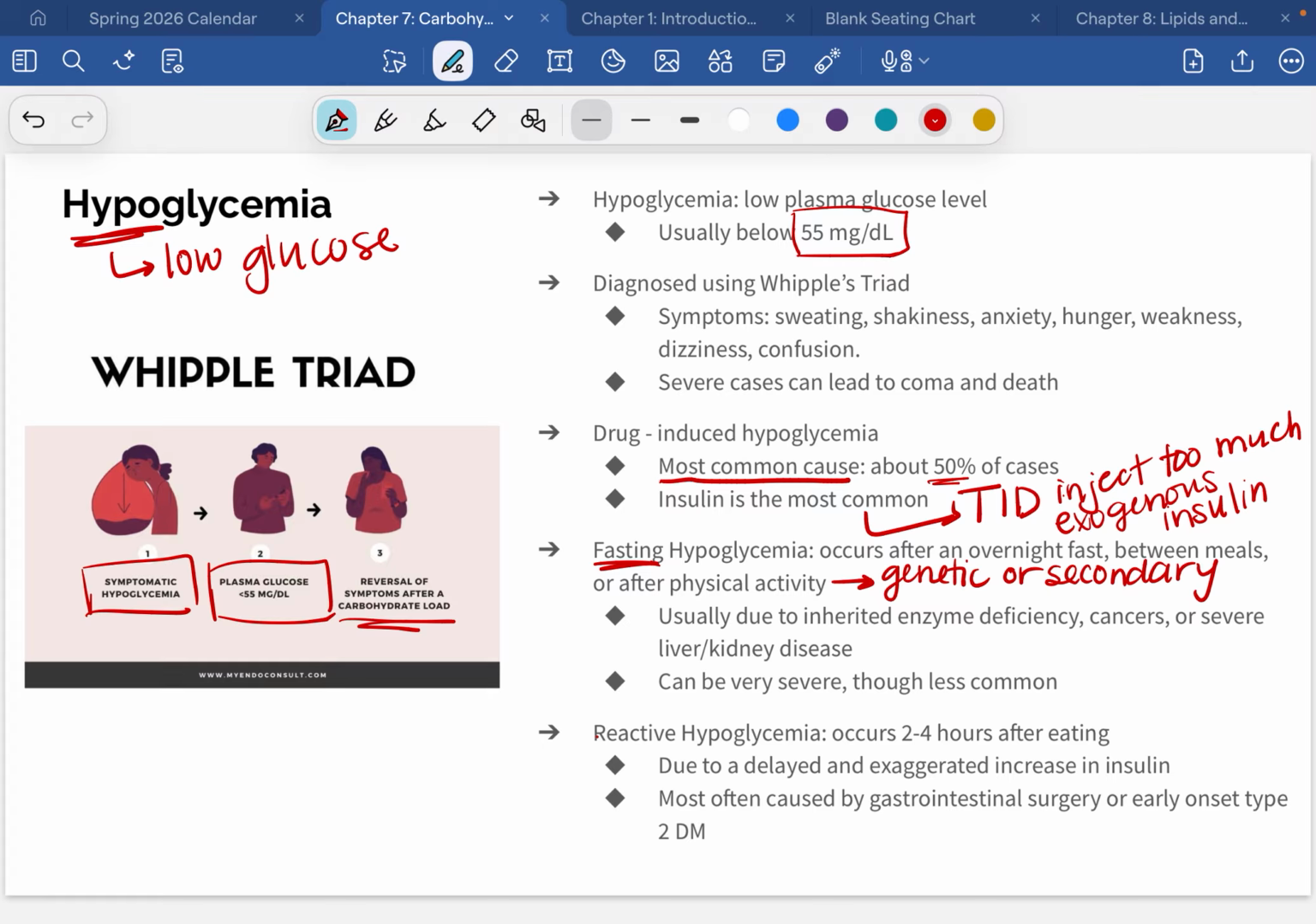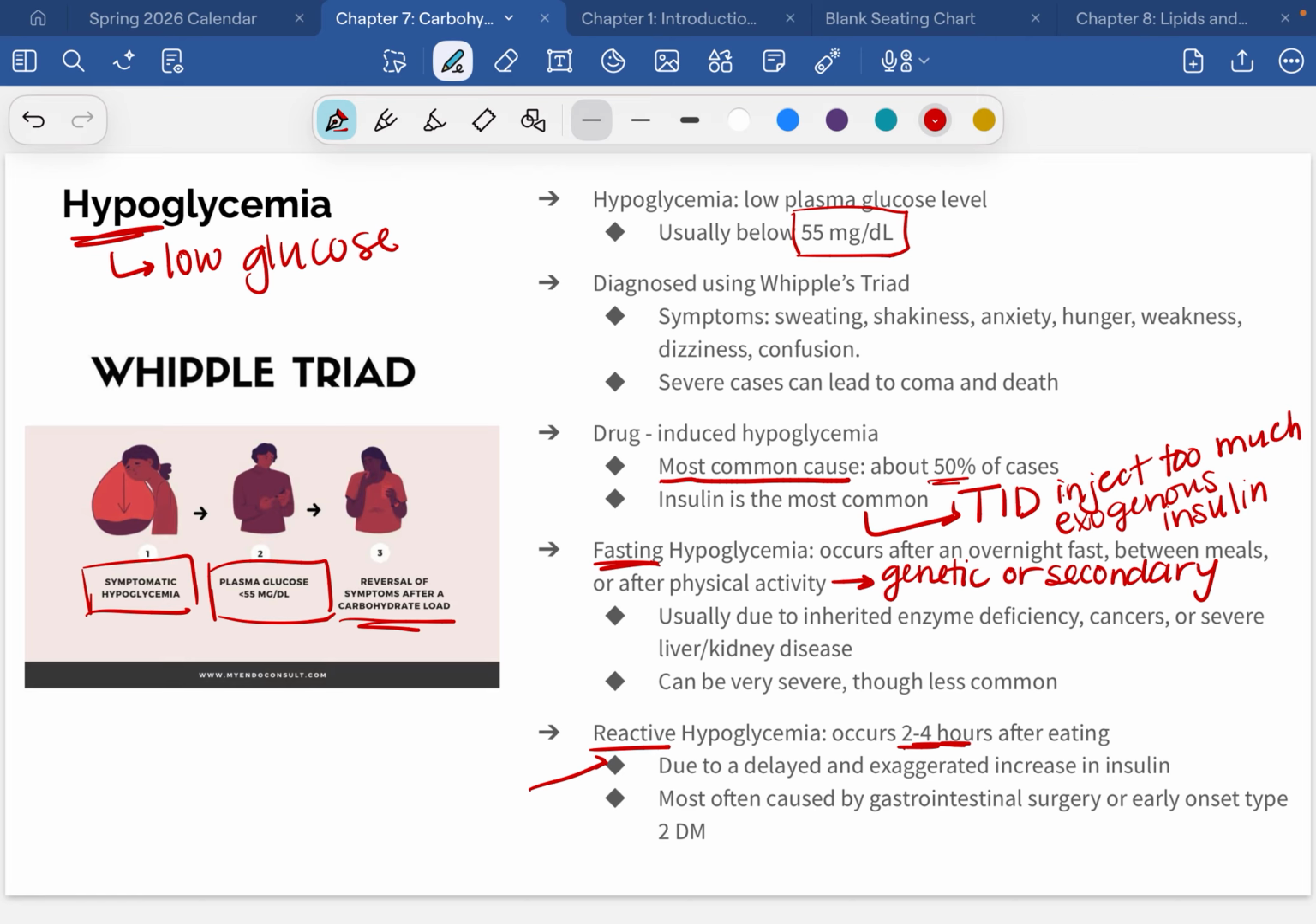Okay, and then the last type is reactive hypoglycemia, which is an interesting thing. It's a hypoglycemia that occurs 2 to 4 hours after eating, and this is due to a delayed and exaggerated increase in insulin. So approximately 2 to 4 hours after eating, instead of releasing insulin into your blood right after a meal, as is supposed to happen, your body will delay the onset of insulin release, and it will release too much.